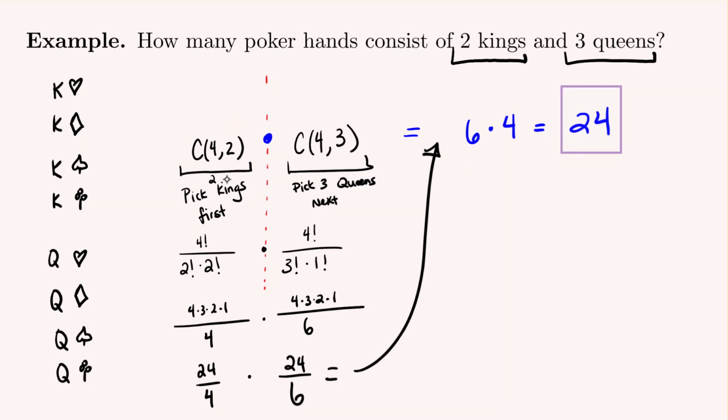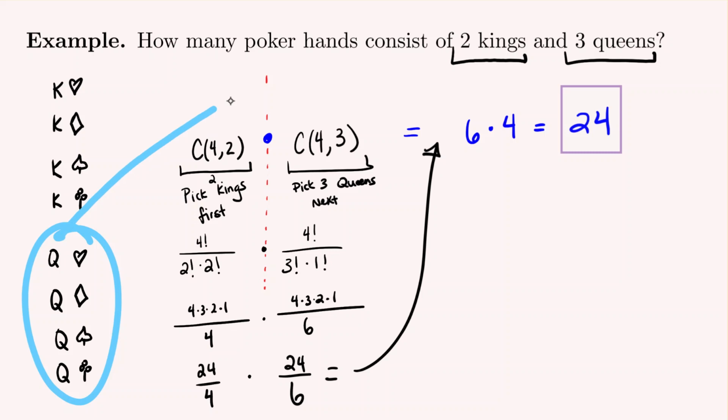And then in terms of picking 2 kings from 4, we had 4 things. We only wanted 2 of them, and order doesn't matter. That's why we use the combination formula. In terms of picking the queens, we had 4 queens. We only wanted 3. Order doesn't matter. That's why we use this combination formula.